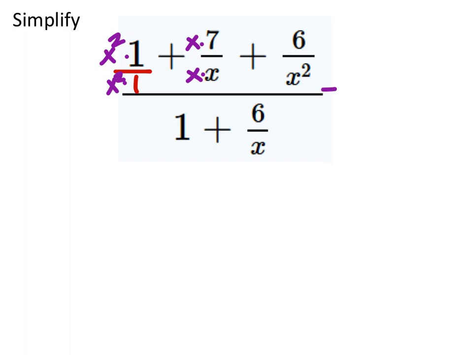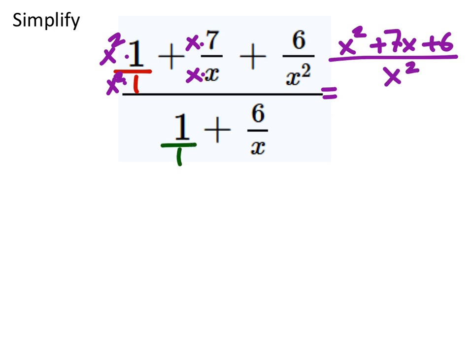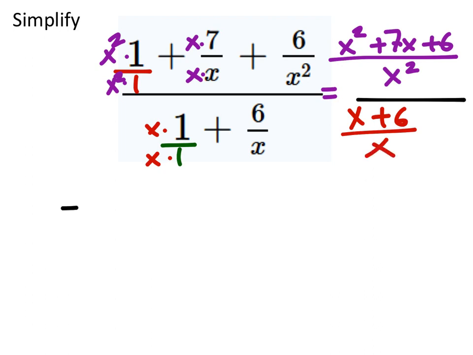Now I'm going to skip that step just for time's sake. And that gives me x squared plus, that would be 7x now, plus 6 all over x squared. My other term, I have 1 over 1, and that is just missing the x right there. So in my denominator, I now have (x plus 6) over x. And I will change this to a division problem. So I've got (x squared plus 7x plus 6) over x squared.